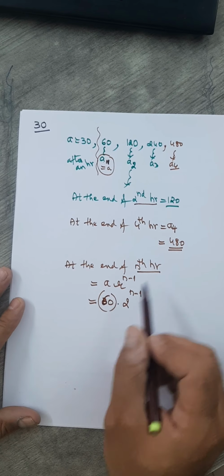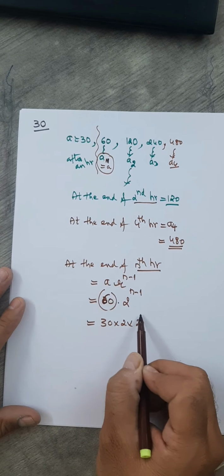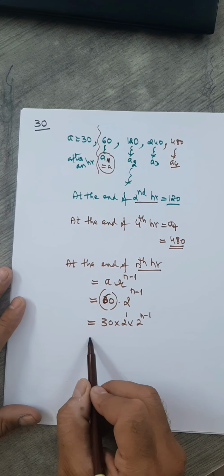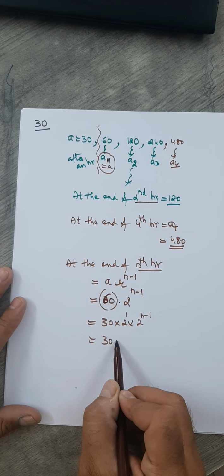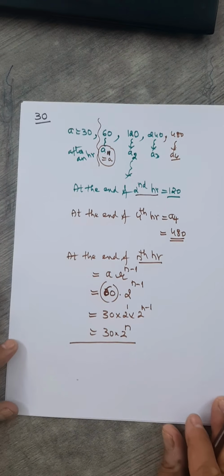At the end of nth hour you want. So this you can write 30 into 2 into 2 raised to n minus 1. Here n minus 1 and 1, so we'll get 30 into 2 raised to n. Number of bacteria at the end of nth hour.